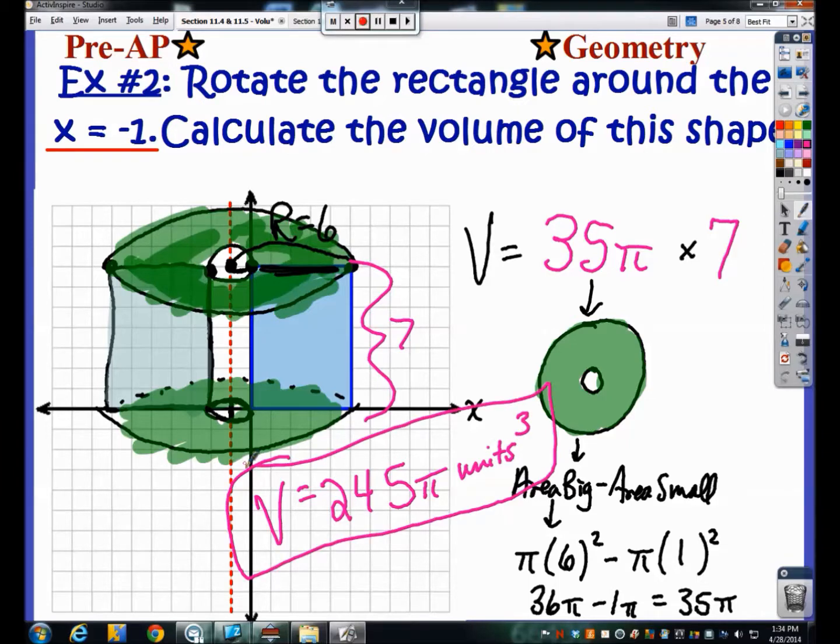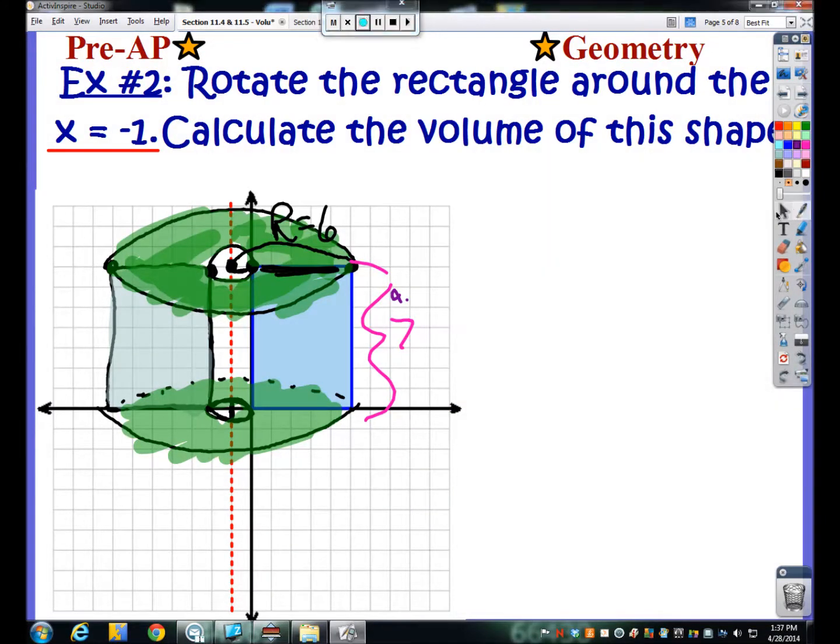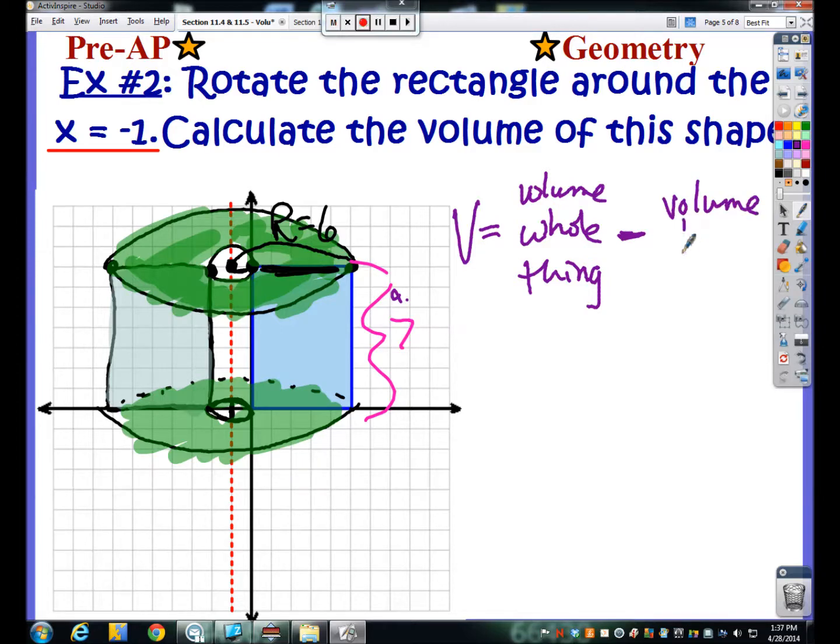Now, that's one way of doing this problem, is to find the area of the base and multiply it by the height, where the area of the base is, our big circle minus our small circle. I do also want to point out a variation of doing this problem. Now, a second way to do this problem is to think of this as the volume of the whole thing, the whole toilet paper roll, minus the volume of what's not there. And what's not there is where the hole is. So kind of whole minus whole, if you think of it this way.